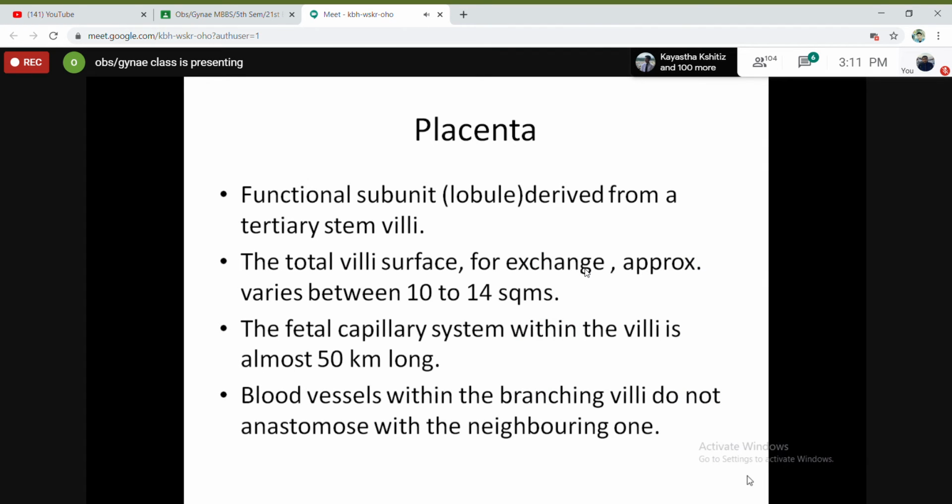The functional subunit of the placenta is derived from the tertiary stem villi, and the villous surface for exchange is approximately 10 to 14 square meters, and the feeder capillary system within the villi is almost 50 kilometers long. The blood vessels within the branching villi do not anastomose with the neighboring ones. So each functional subunit is a solitary unit in the placenta.